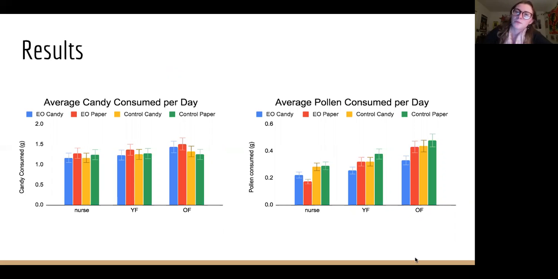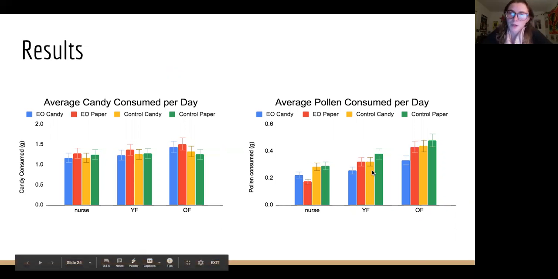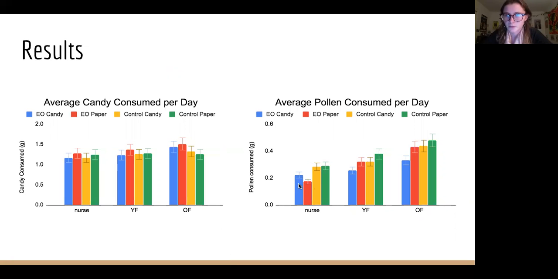But there seems to be a bigger variance in how much pollen they consumed. So if you look at the nurse bees, there's a pretty big difference between the EO paper and the control paper. So it seems like if you have exposure to ethyl oleate, you want to eat less pollen. And so it would be interesting if, even if they eat less pollen, maybe their fat bodies will be bigger. So we'll have to wait on those results.